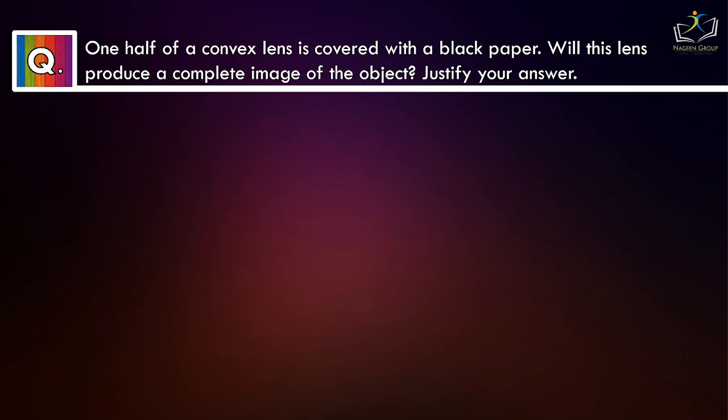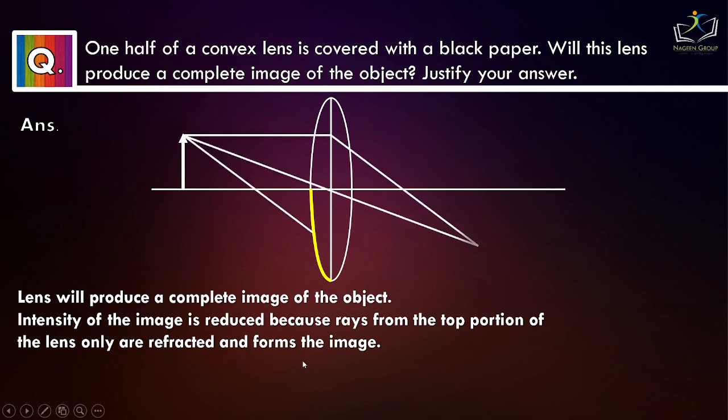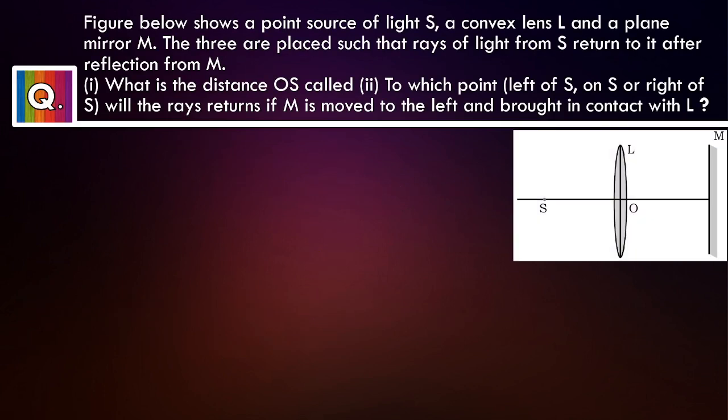Next, a very important question. One half of a convex lens is covered with a black paper. Will this lens produce a complete image? Justify your answer. Here the lens will produce a complete image of the object. The intensity of the image is reduced because rays from the uncovered portion of the lens only are refracted and form the image, right? So if it is covered from here, it will still form an image, but only the intensity of the image is reduced.